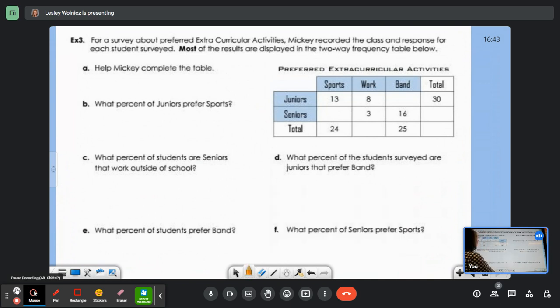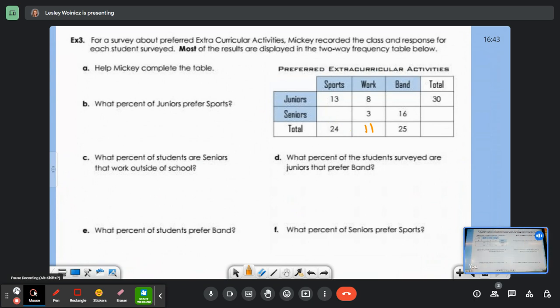Okay, so let's look at the work column right here. If there are 8 juniors who work and 3 seniors who work, that means that there would be 11 total that work. Right? Okay, let's see if we can figure out what the total is. So if I know that there are 24 who do sports, 11 who do work, and 25 who do band, I can add those up and get my total. So that's what I'm going to do.